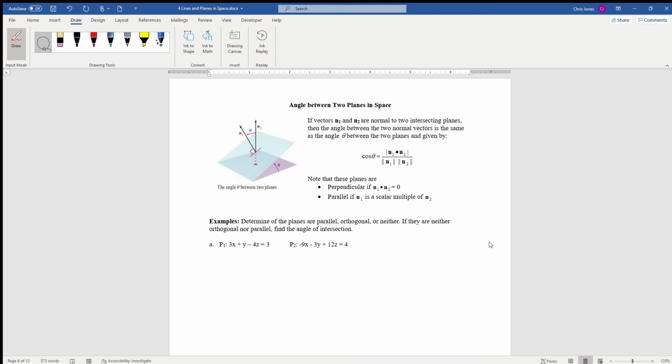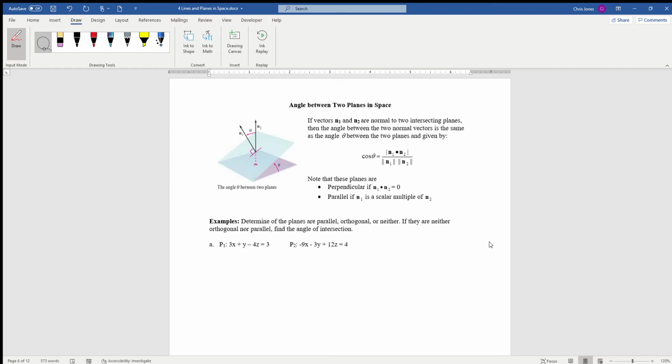In this video, we're going to be taking a look at the idea of the angle between two planes in space. So, if we know two vectors that are normal to planes, let's say we have a plane P1 and another plane P2, and then we know normal vectors to those planes, N1 and N2, what we can do is use our formula that we used for the angle between two vectors.